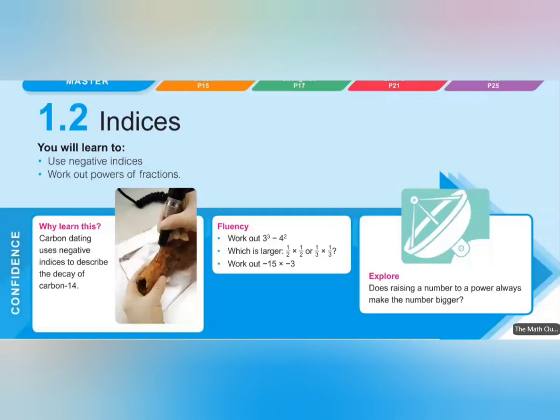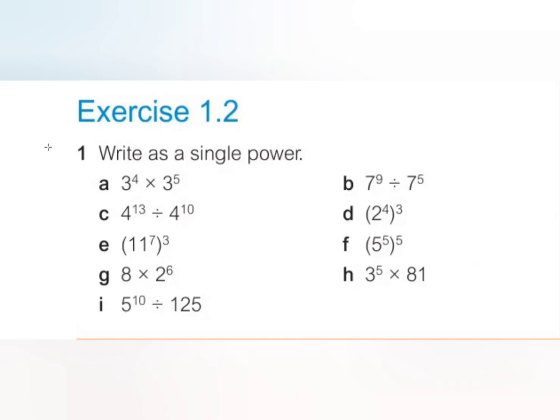In this video, we're going to talk about 1.2 Indices. Question 1. Write as a single power. When we have a question like this, we will have numbers with powers. We have to focus on the base numbers. If we have the same base numbers like here, these are called base numbers because they are the base of the numbers. And the numbers on top of them are called the index or the power.